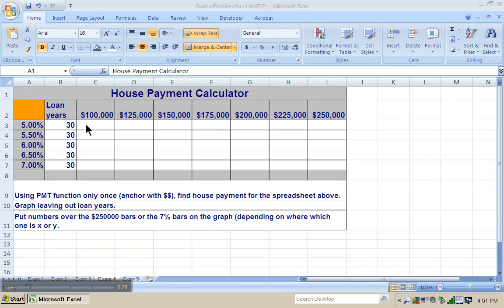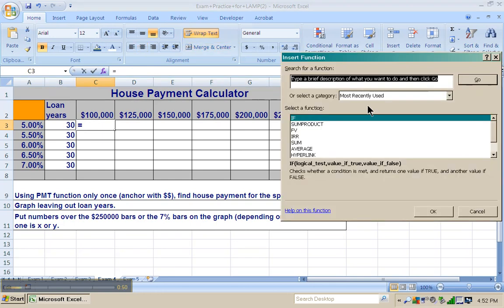And so we're only going to use the payment function only once, anchor with dollars, find the house payment for the spreadsheet, graph leaving out the loan years, and put numbers over the $250,000 or the 7% bars, depending on which one is X or Y. So whichever is the tallest bar, put numbers over it. So on this particular one, you just need one equation is all.